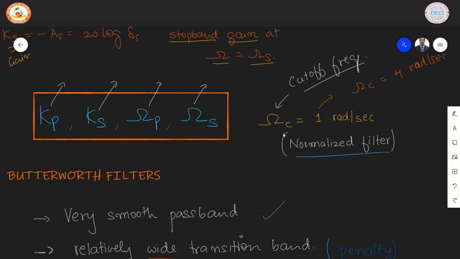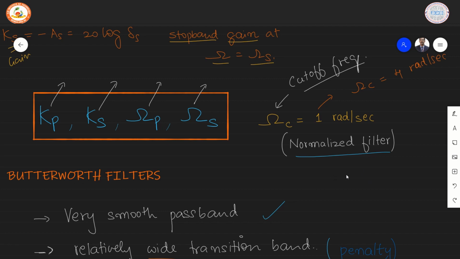Cutoff frequency is the value of omega when the value of the gain is 1 by root 2 of the maximum value of k. Or in the dB scale, we say the value is equal to -3 decibel. If the cutoff frequency omega c happens to be 1 radian per second, the filter is said to be a normalized filter. I repeat again, a normalized filter is one whose cutoff frequency equals 1 radian per second.